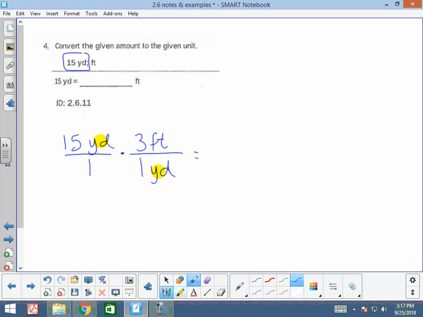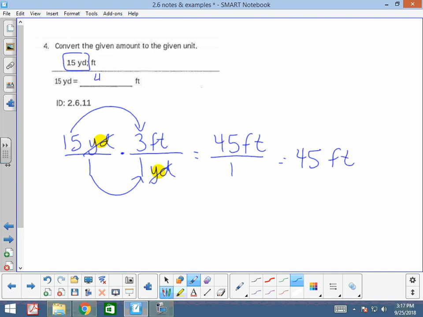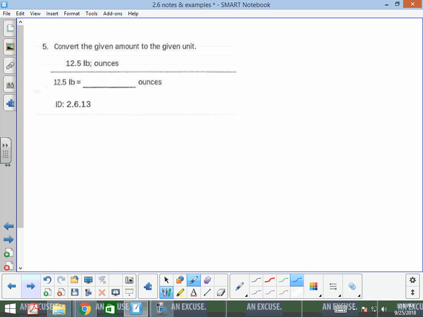So now we're going to multiply, or first we're going to cancel out yards. And then we're going to multiply 15 times 3 feet, which is 45 feet. And on the bottom, 1 times 1 is 1. So this answer is 45 feet. Okay, so I do want you to show these conversion factors that I'm showing you. So number 4 on here is like number 4 on your homework. Number 5. This one's like number 5 on your homework.